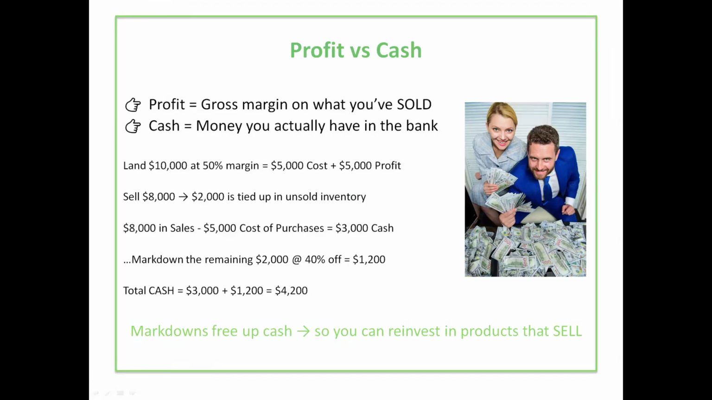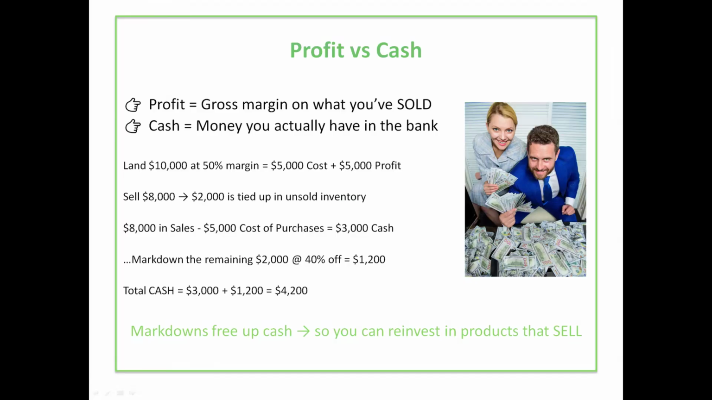Now, the other part of this equation is, yeah, we sold through $8,000, but we've got $2,000 left over. So what do we do with that remaining $2,000? Well, we mark it down. In this example, we've gotten pretty aggressive and we have marked it down to 40% off, which is another $1,200. And lo and behold, it all sold at 40% off, which is great.